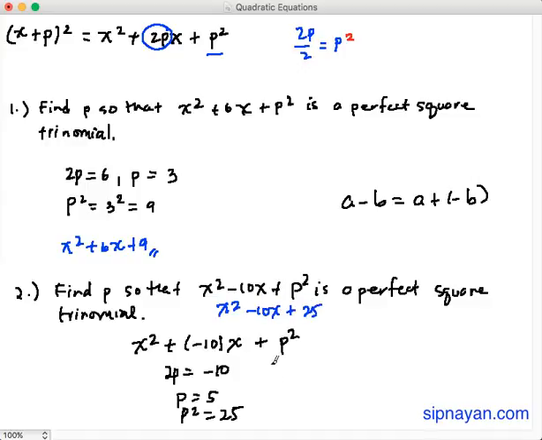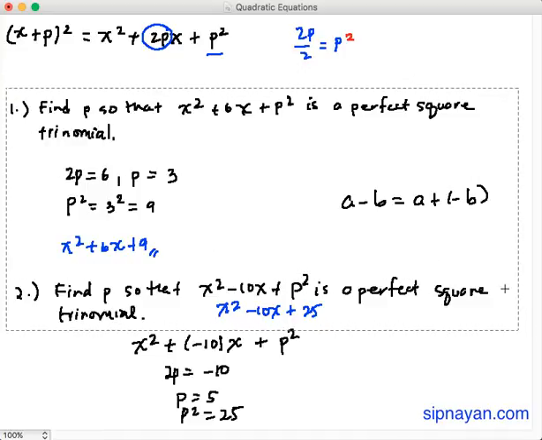So, gagamitin natin itong strategy na to solve quadratic equations. Hindi pa ito yung pinaka-ano kasi in quadratic equation, we are looking for the value of x. So, ito strategy na to gagamitin natin. Let's solve one equation, bago tayo mag-end.